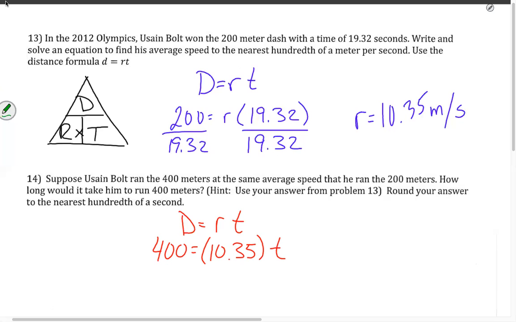So I divide. Nate, do you have the phone? Yeah, I do. Can you do 400 divided by 10.35? Give me a second here. Alright, 400 divided by 10.35. It's 38.65, rounded to the nearest hundredth. Meaning it would take him under 40 seconds to run around that track.